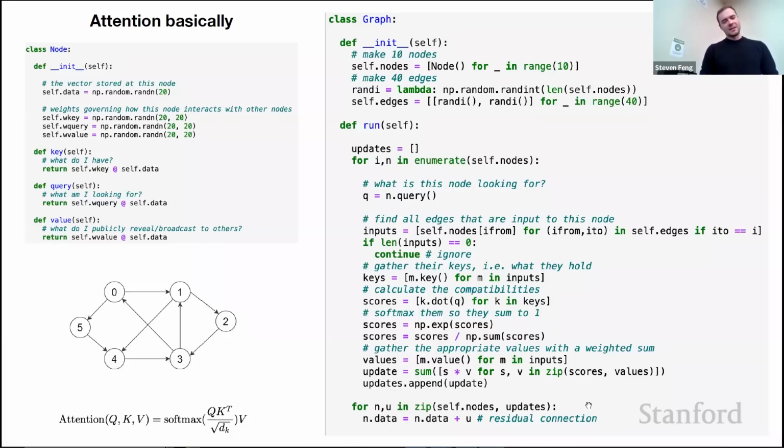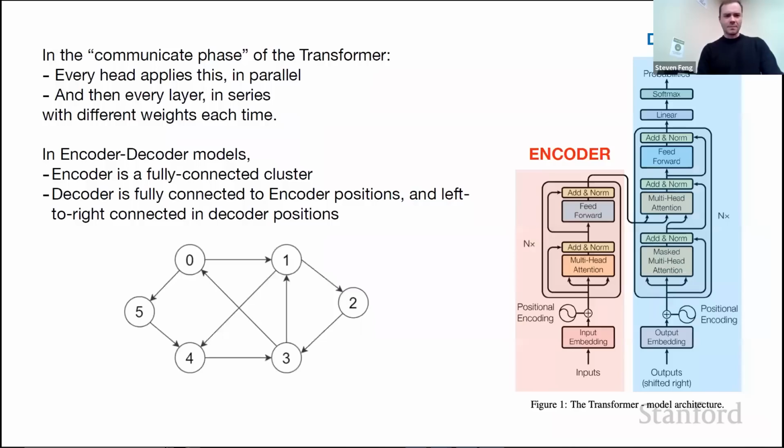And so this kind of message passing scheme is at the heart of the transformer. It happens in a more vectorized, batched way that is more confusing and is also interspersed with layer norms and things like that to make the training behave better. But that's roughly what's happening in the attention mechanism, I think, on a high level. So in the communication phase of the transformer, this message passing scheme happens in every head in parallel, and then in every layer in series, with different weights each time. And that's it as far as the multi-headed attention goes.